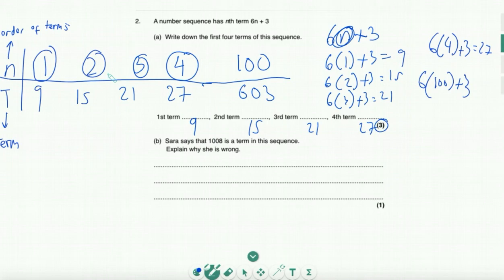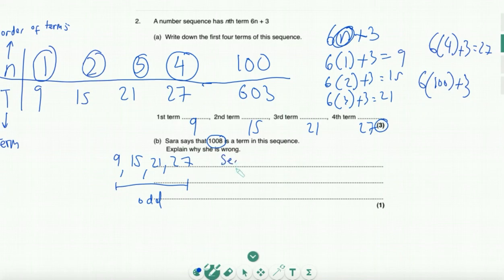All right, what do you notice, guys? Let's look at our terms so far. The first term is 9, second is 15, 21, 27. Do you notice something in common between all these terms? Yeah, they're all odd. All the terms are odd. But 1008 is an even number. So, therefore, 1008 cannot fit in this sequence because the only numbers in the sequence can be odd numbers, okay?